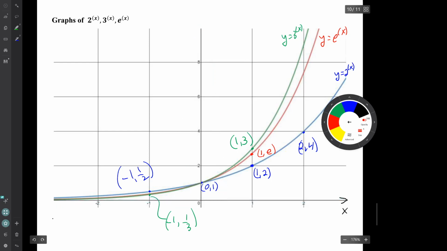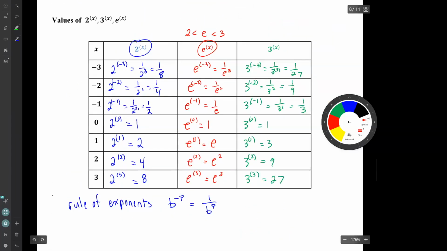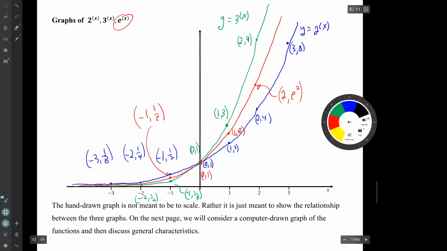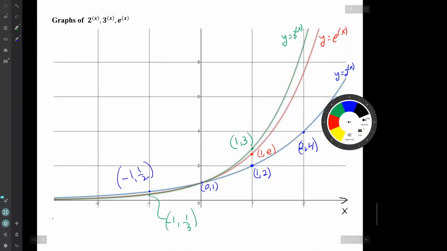Let's go back up and look at our calculations. Sure enough, whenever I compute my y values, I either have a number that's greater than or equal to 1, or I'm taking 1 over a number that's greater than or equal to 1. When I take 1 over a number that's greater than or equal to 1, I get a number between 0 and 1, but I'll never get 0 because I have a fraction with a 1 on top. And I'll never get a negative number because I'm taking 1 over a positive number. So it makes sense that the range is all y greater than 0.